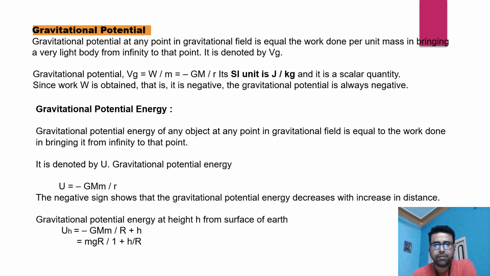Gravitational potential energy of any object in a particular gravitational field is equal to the work done in bringing it from infinity to that particular point, and it is denoted by U. U equals minus GMm by r. The negative sign indicates that gravitational potential energy always decreases with decrease in distance.